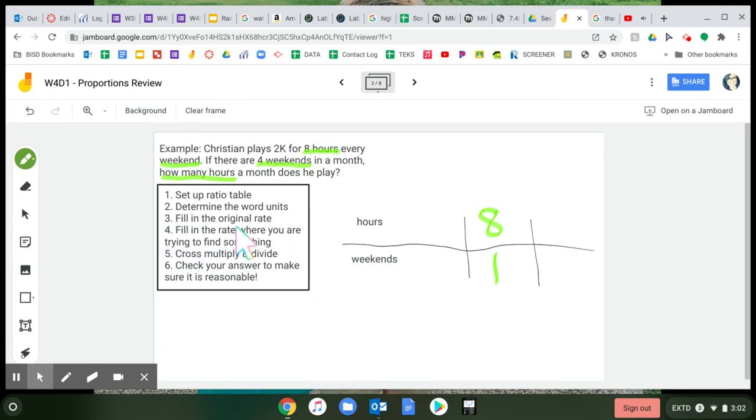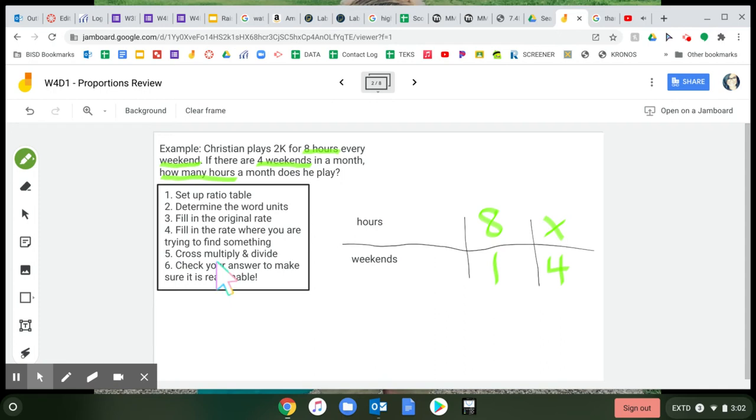The next step is to fill in the rate where you're trying to find something. That would be the 4 weekends, how many hours? So we would put 4 down here with weekends and an X for hours because that's what we don't know. We don't know how many hours he plays in 4 weekends.